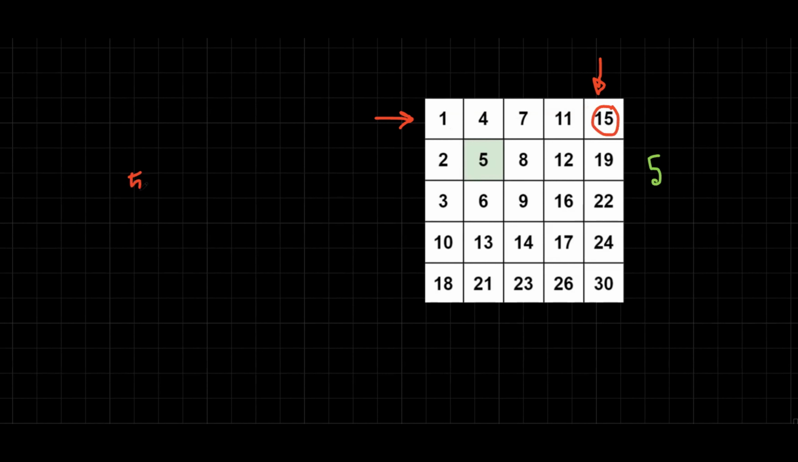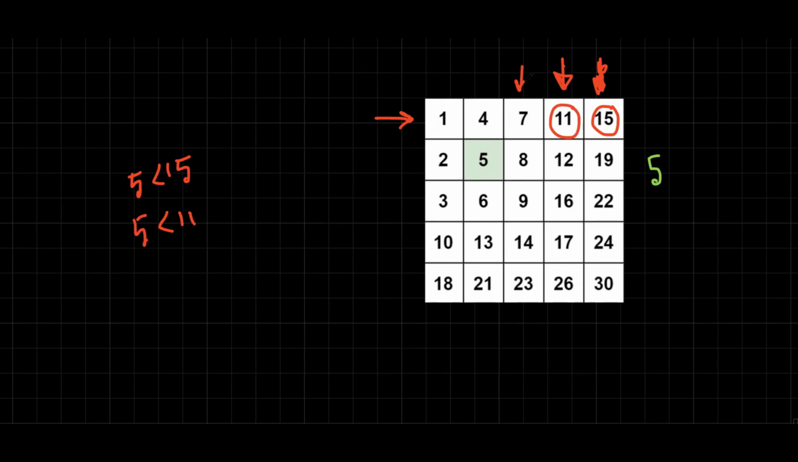Now our target value is less than 15, right? So definitely our target value will be available in this portion of the two-dimensional grid. So we don't have to consider this portion. So here we will shift the column pointer to this position. Here the intersection of the column pointer and row pointer is 11. Again, our target value is less than 11, so we have to shift our column pointer.